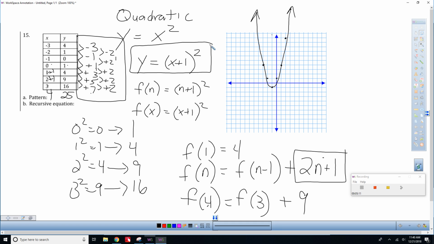Your quiz isn't bad at all. It's just really about foiling and identifying if something is geometric, arithmetic, or quadratic. But this section, this chapter is tough, so it's going to take some time.